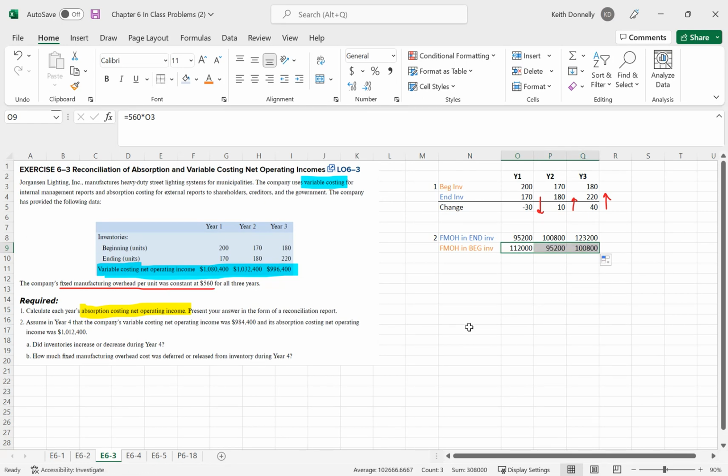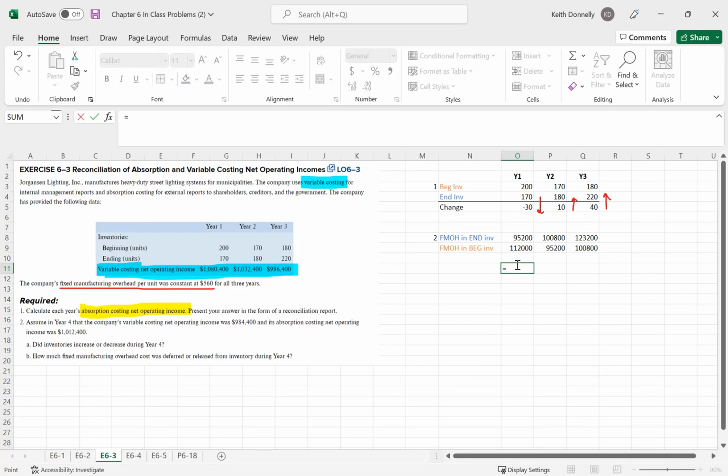Now, in this way, we're going to figure out the difference between them. So let's do that minus that, and then copy it over. 100 minus 95 is 5, 123 minus that is 22, 95 minus 12 is negative 16,800.